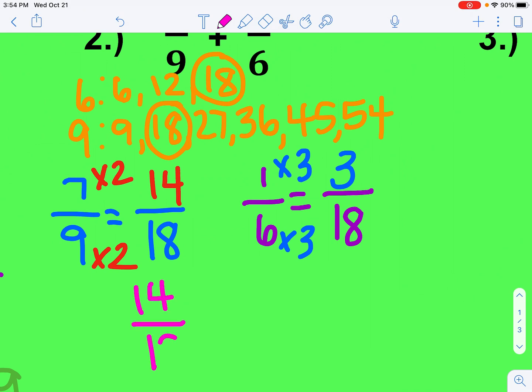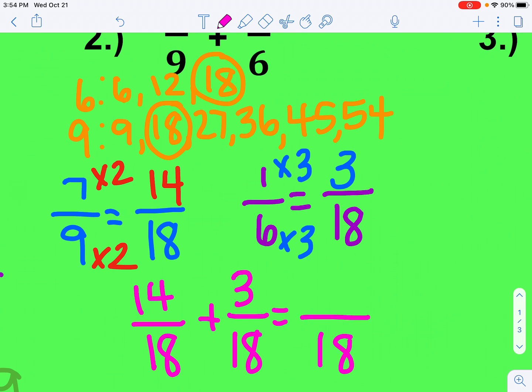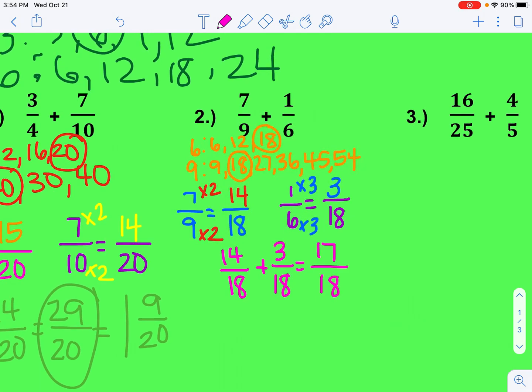I have 14 over 18 plus 3 over 18. When you add them, your denominators stay the same. 14 plus 3 gives me 17. So my answer is 17 over 18, and I cannot simplify that. So that is my answer.